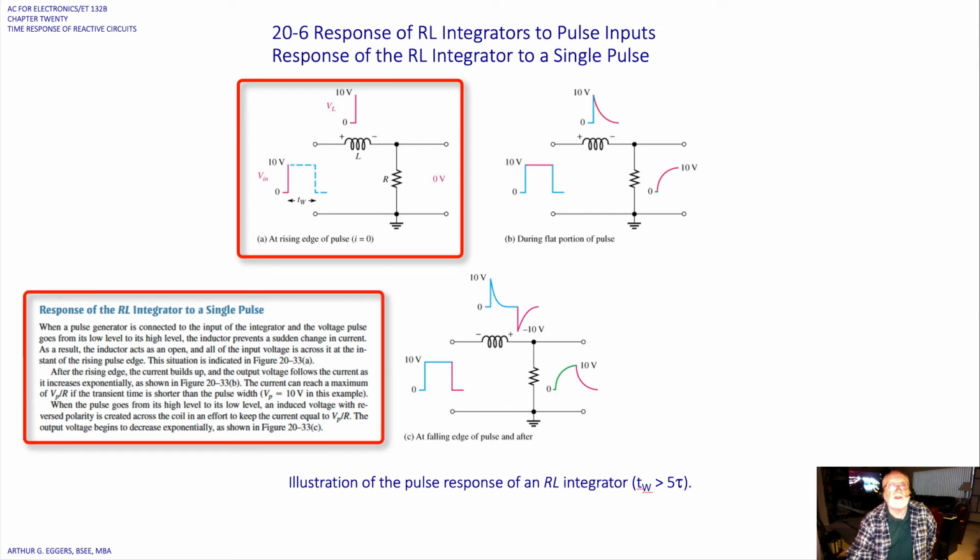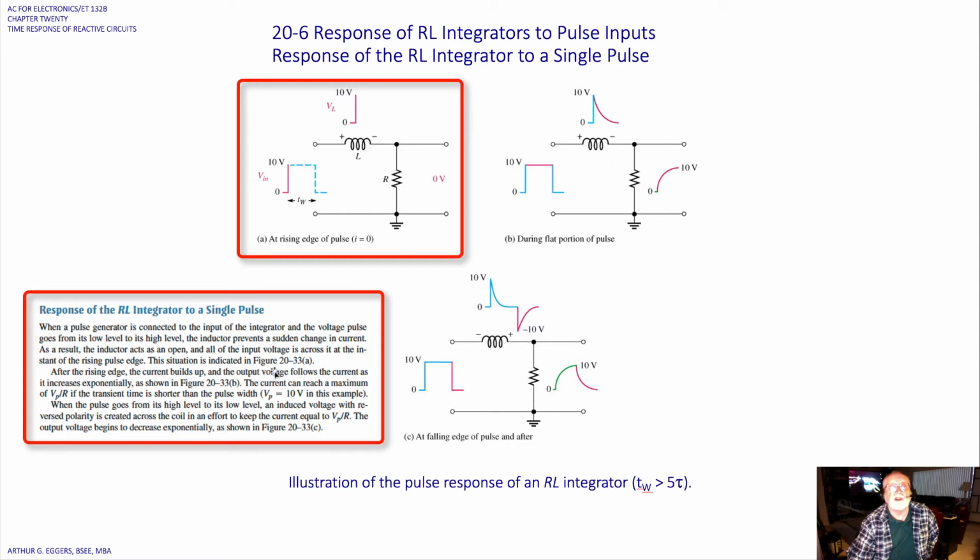When a pulse generator is connected to the input of the integrator and the voltage pulse goes from low to high, the inductor prevents a sudden change in current. Remember what happens here? The current is starting to flow. The field starts to expand. It starts to oppose. Go back again and look at Lenz's law. It goes from low to high, and the inductor prevents a sudden change in current. As a result, the inductor acts like an open, and all of the input voltage is across it the instant the rising pulse edge comes up.